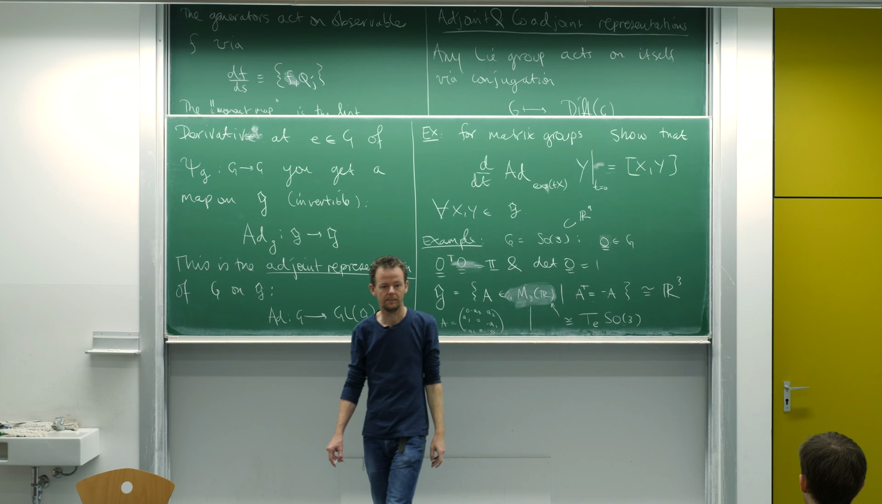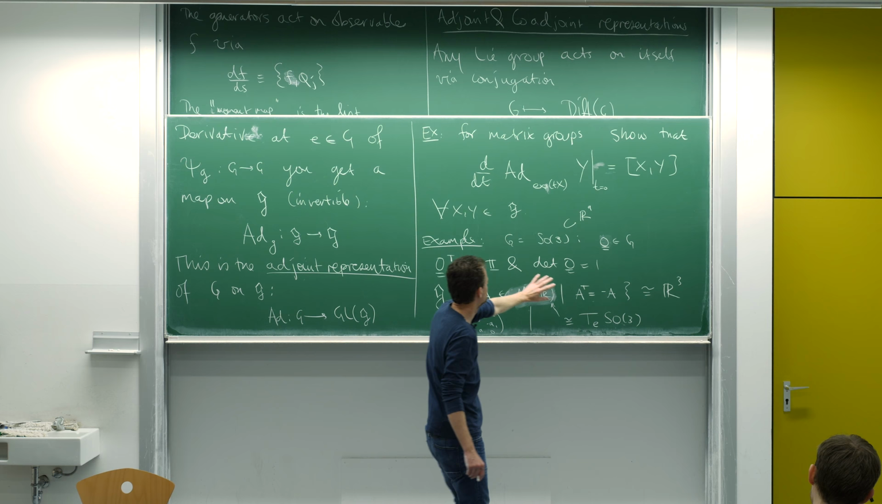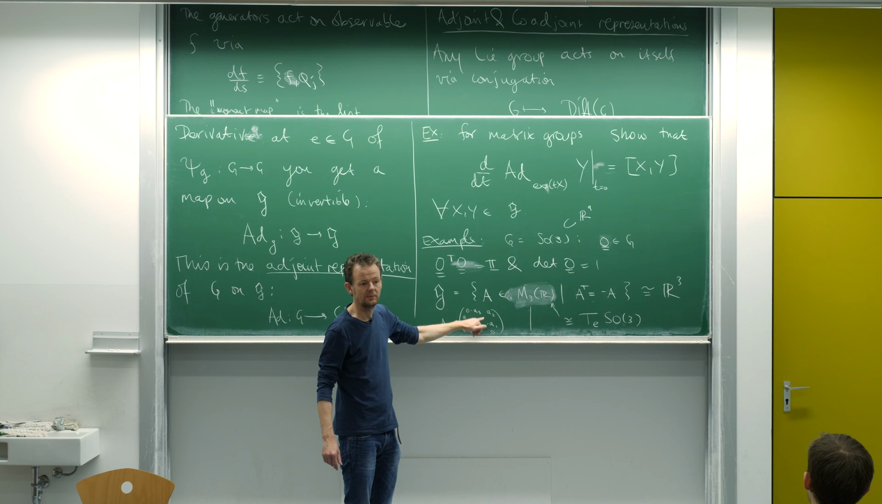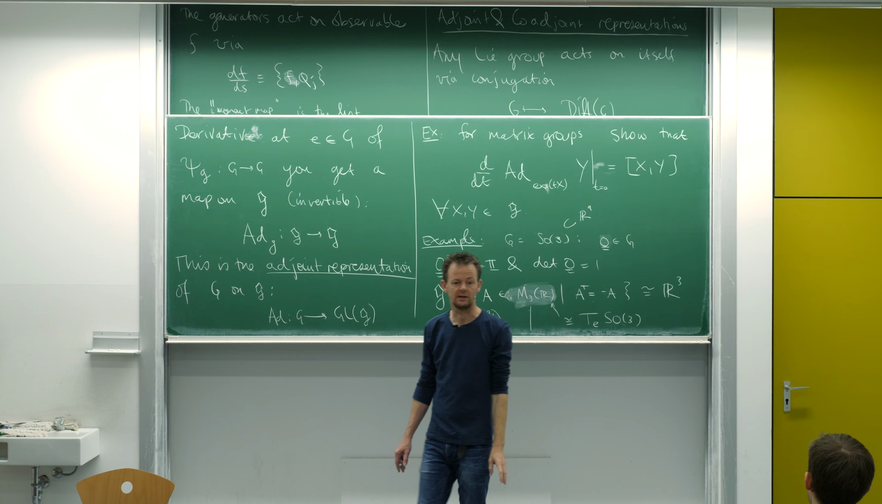And then this tells us what the Lie algebra is. It's this three-dimensional space of skew symmetric matrices, and then you can apply this formula here to study the adjoint action of the orthogonal group on itself. We'll say a bit more about that before the end of the lecture.